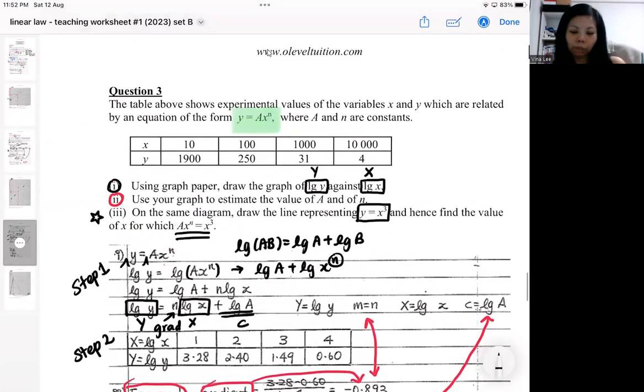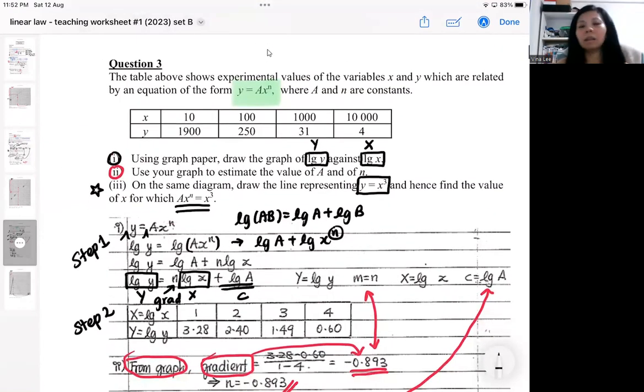So I hope by now you realize that it's a standard method. Linearize, step 1. New table, step 2. Step 3, draw the graph. Step 4, get the gradient from the graph, get the intercept from the graph. Then you can find the value of the unknown. So that's about all for this whole topic.